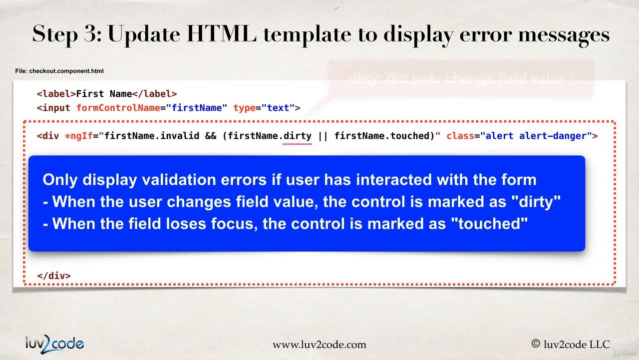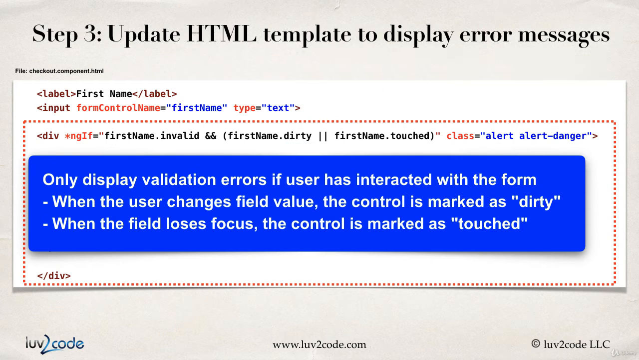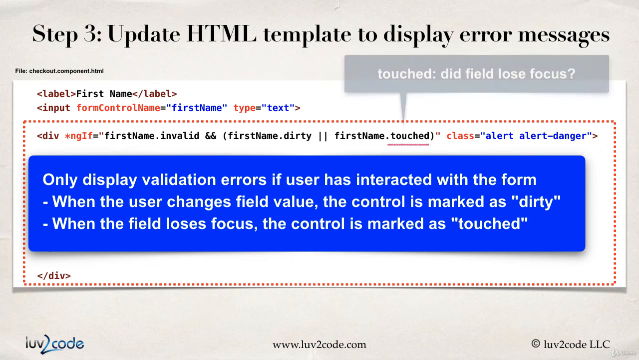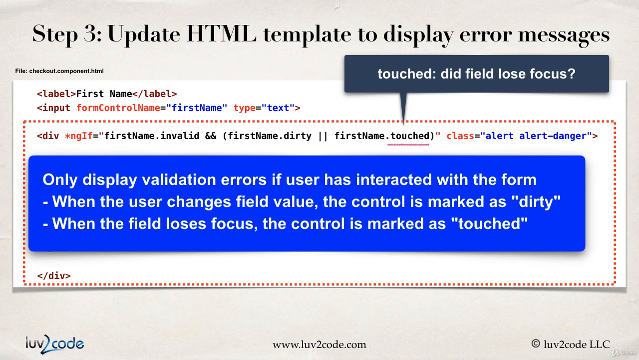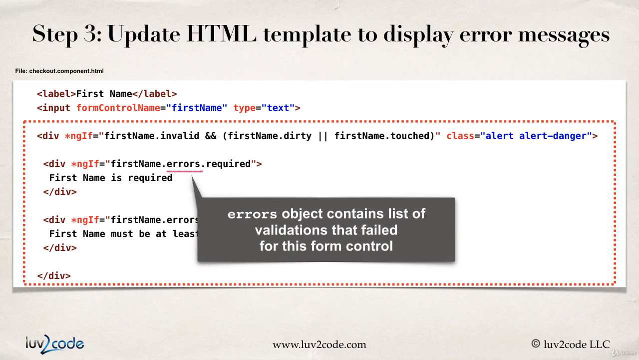So let's break this down in this example here. So first name dot dirty. So did the user change the field value? Or first name dot touched. Did the field lose focus? So in this case, we can actually display the error messages. So we need to find out which specific validation failed here. So I can make use of the errors object. So the errors object contains a list of validations that failed for this given form control.